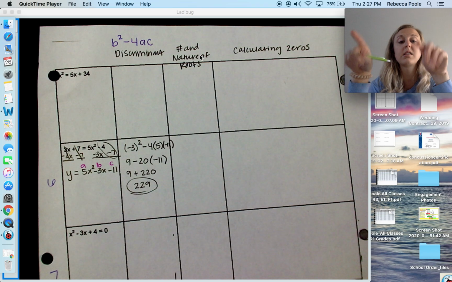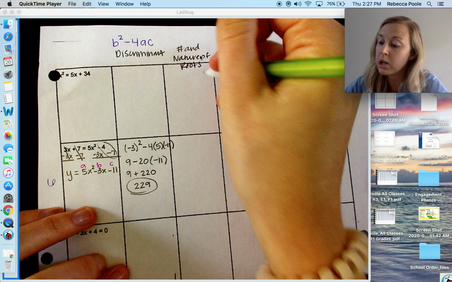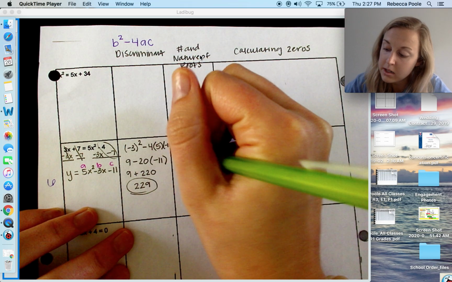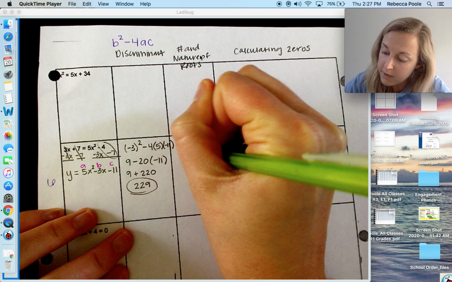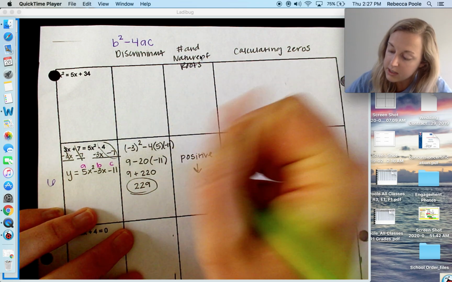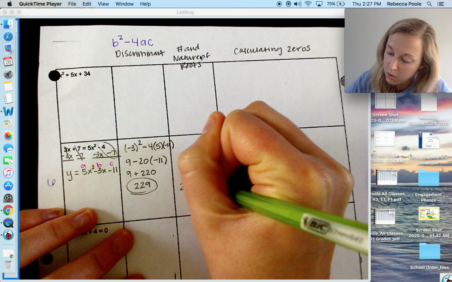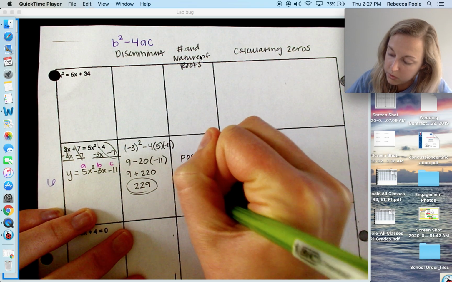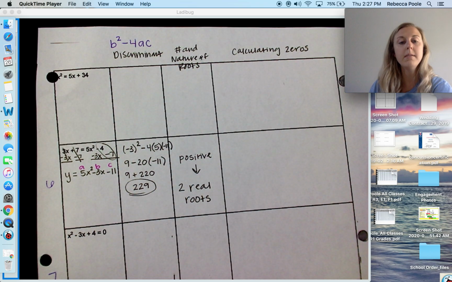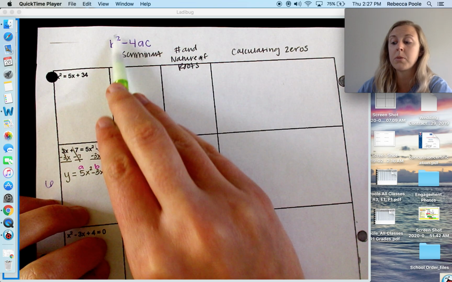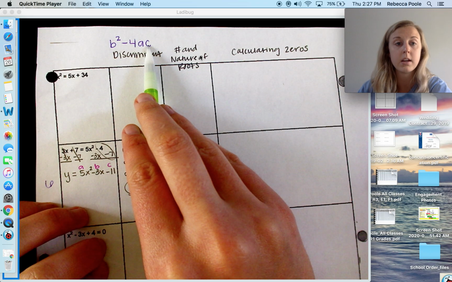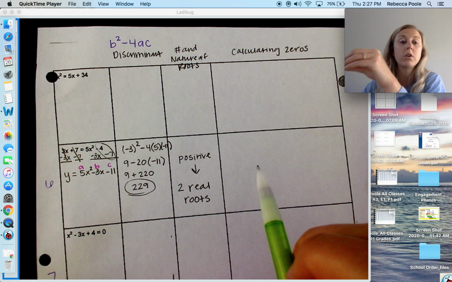touch the x-axis twice. So number and nature of roots, what this means, if it's positive, is that we have 2 real roots on our graph. Okay? So that's all you're doing when you're finding the discriminant. You're using this formula, b squared minus 4ac, to figure out how many roots you have.